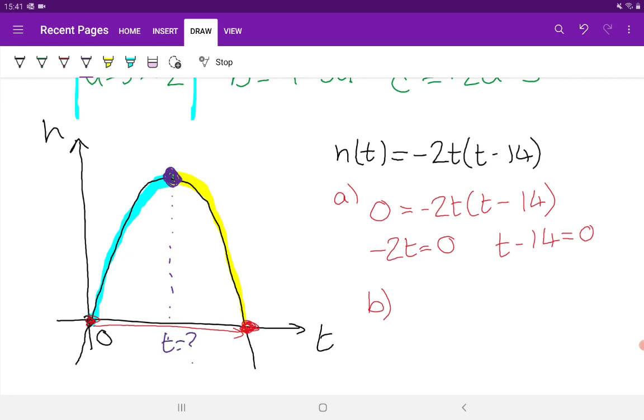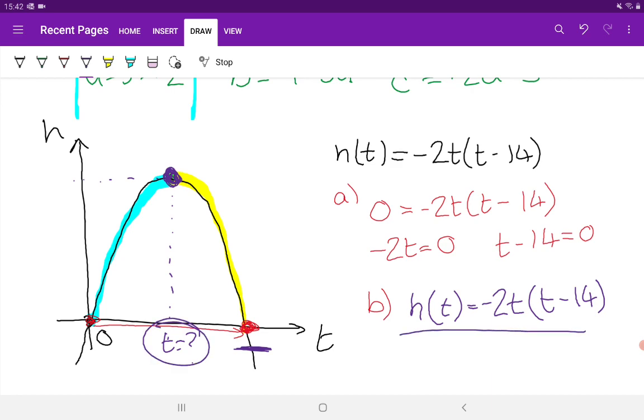Now we know about the symmetry of these quadratic graphs, so it'd be suggesting that you're going to need to work out what that value of t is halfway between 0 and whatever you've worked out for this one here. Once you have that value, you're trying to find the corresponding height. Now the function states that the height at any given time t is minus 2t times t minus 14. So once you have that value for t, you're just substituting it into the formula and it will give you the maximum height. It's the same as the y coordinate effectively, because for every coordinate you've got along this, the t is the time and the h will give you the height.